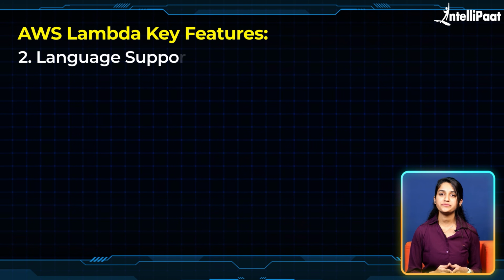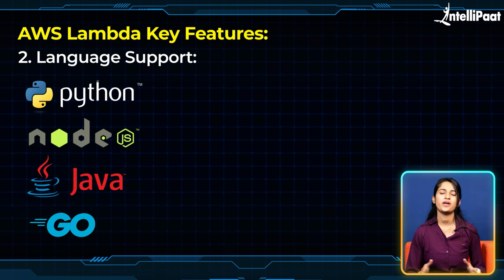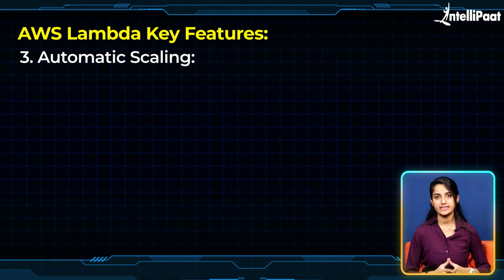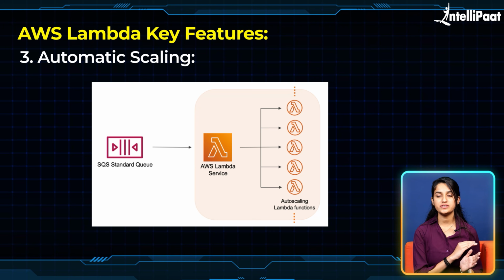Second is language support. It supports multiple programming languages including Python, Node.js, Java, Go, and many more, giving developers the flexibility to work with the languages they are most comfortable with. Coming to the third point, that is automatic scaling. It automatically scales the number of function instances based on the demand. Whether it's handling a few requests or thousands, Lambda adjusts seamlessly and effortlessly.